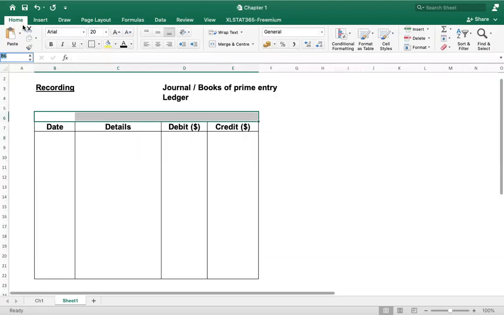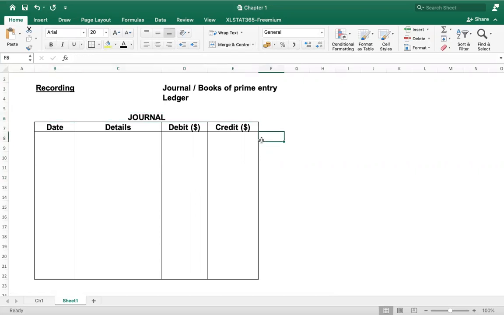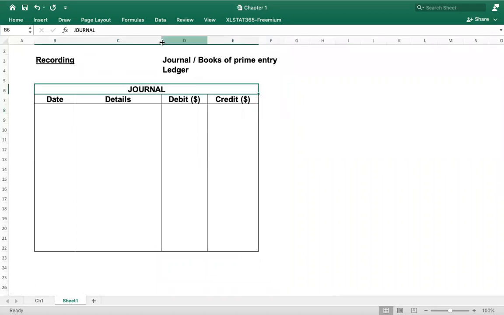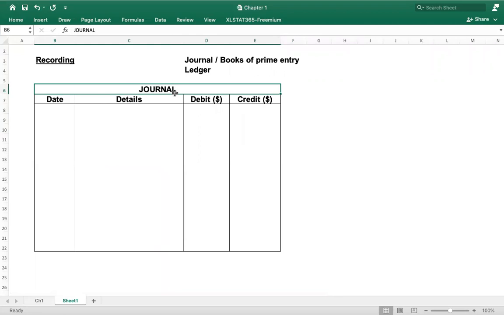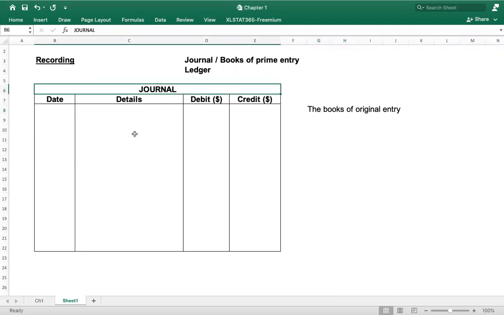In the middle, I will write Journal. And what is the use of a journal? To record. Journal is the first step. The moment you do any transaction in business, immediately you will record it somewhere. And that somewhere is what? Journal only, the first book. J-O-U-R-N, journal. So journal is also known as the book of primary entry, the book of original entry. Original entry means the first time you are recording the transaction. Journal is one type of notebook, right?